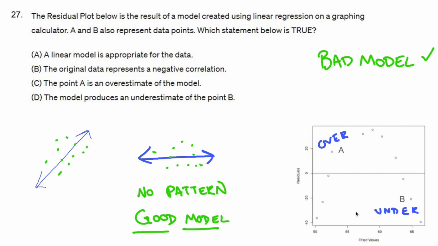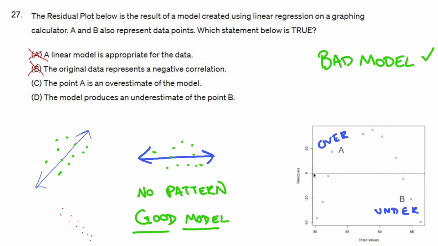So, a linear model is appropriate for the data. Well, we said that this is a bad model because we see a clear pattern happening on the residual plot. So, is a linear model appropriate for the data? Absolutely not. So, that is not a true statement. The original data represents a negative correlation. Well, negative correlations are dots that go down and to the right following a linear pattern. We already said that linear is no good. So if linear is no good, how can it be a negative correlation? It can't.